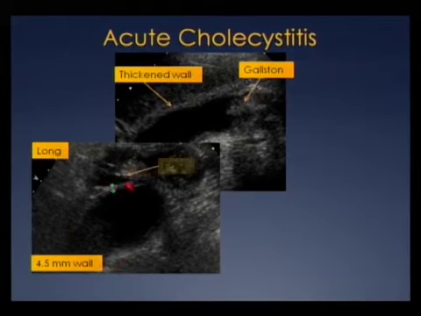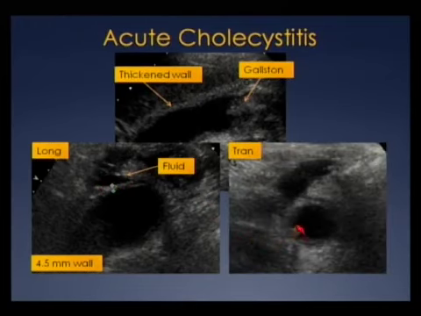We have a little bit of pericholecystic fluid here. Transversely, when we imaged the patient, we saw the stone. Again, we saw more pericholecystic fluid.